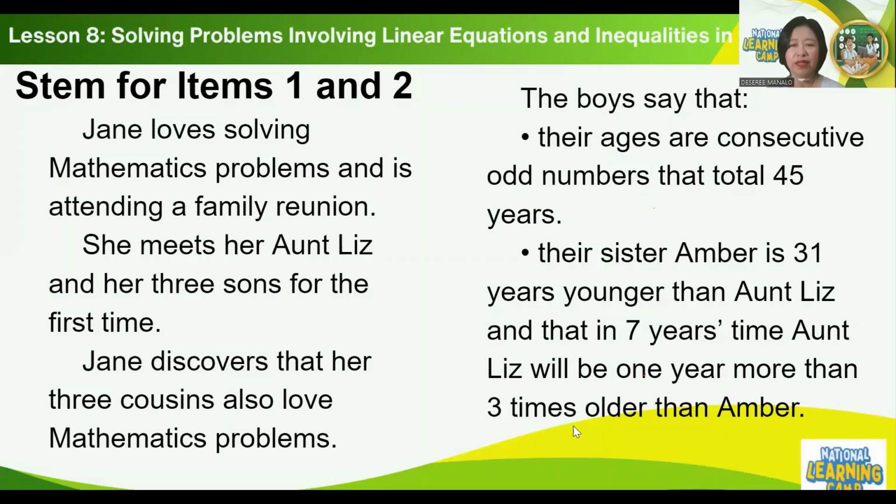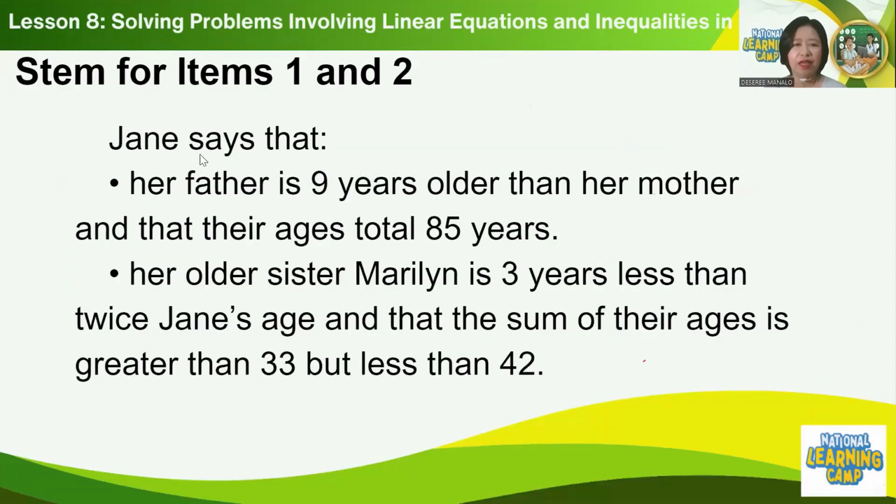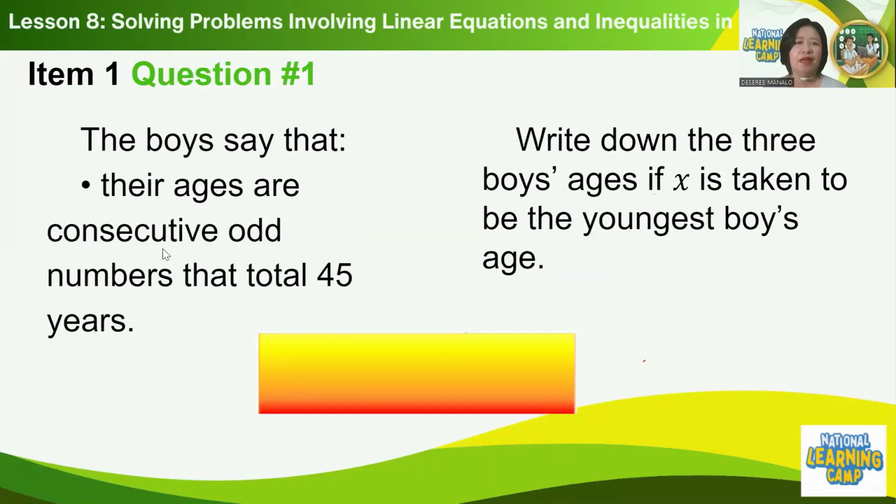Their sister Amber is 31 years younger than Aunt Liz, and in 7 years' time, Aunt Liz will be 1 year more than 3 times older than Amber. Jane says that her father is 9 years older than her mother and that their ages total 85 years. Her older sister, Marilyn, is 3 years less than twice Jane's age, and the sum of their ages is greater than 33 but less than 42. You can pause the video to answer the following questions.